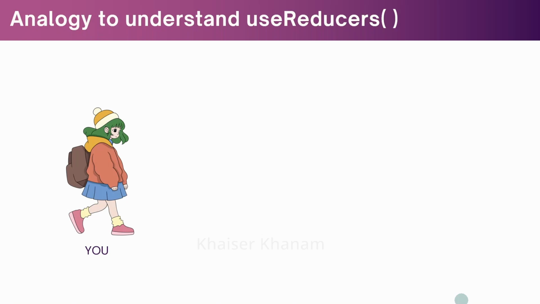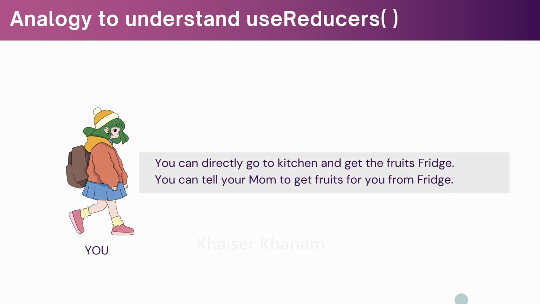So here, you had a very long day in school and now it's finally time to go home, and you have reached home. But you are very tired and also you are very hungry. So here there are two scenarios. Once you reach home, you can directly go to the kitchen and get the fruits from the fridge, or you can tell your mom to get the fruits for you from the fridge. Why? Because you are very tired, because you had a very long day in school, and also while traveling you do not have enough energy.